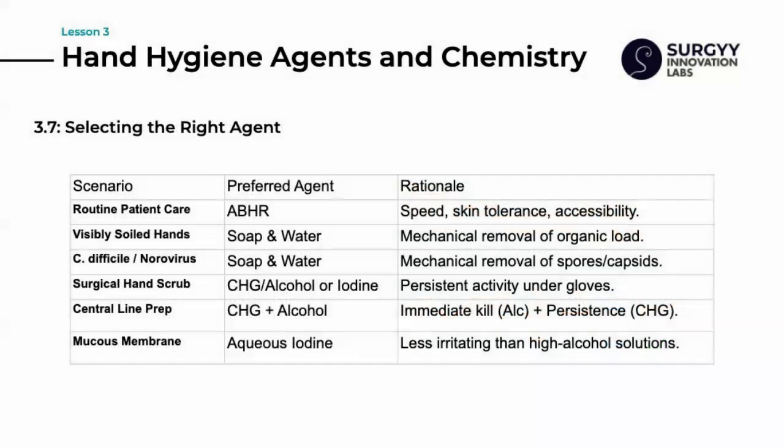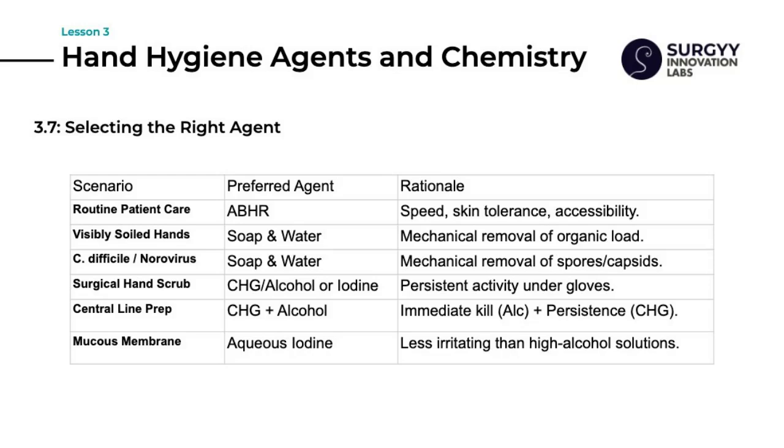Lesson 3, Hand Hygiene Agents and Chemistry, 3.7 provides a guide for selecting the right agent based on the scenario. For routine patient care, the preferred agent is AVHR because of its speed, skin tolerance, and accessibility. For visibly soiled hands, use soap and water for the mechanical removal of the organic load. In cases of C. difficile or norovirus, soap and water is required for the mechanical removal of spores and capsids.